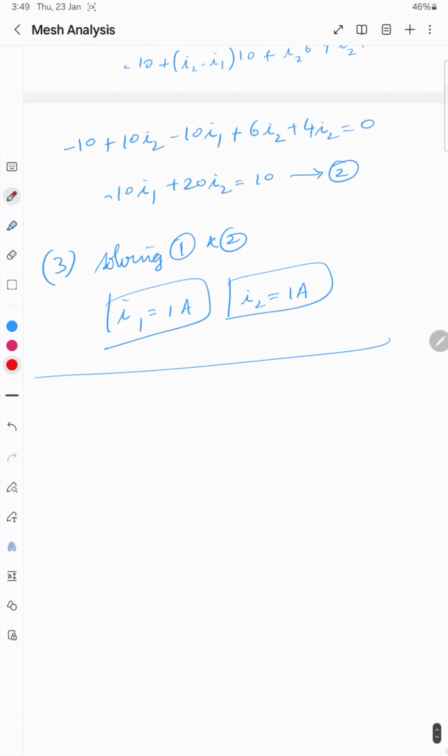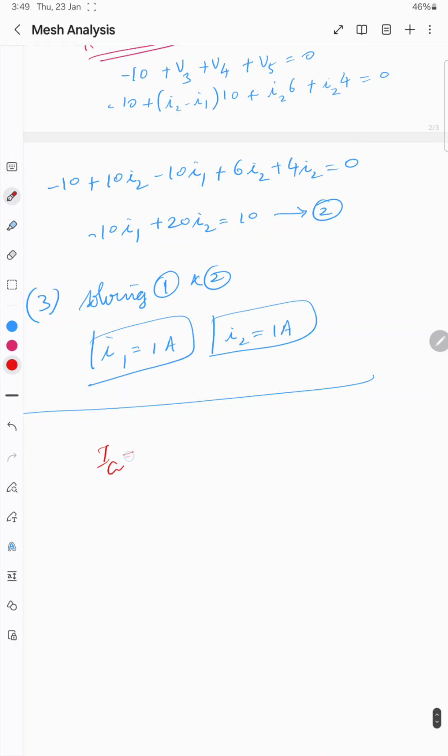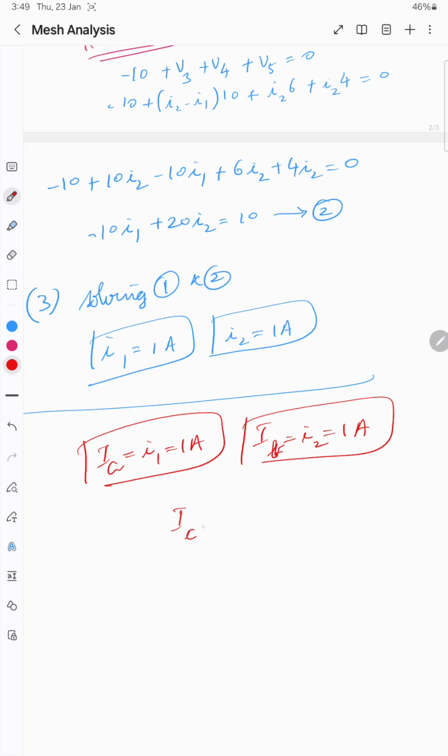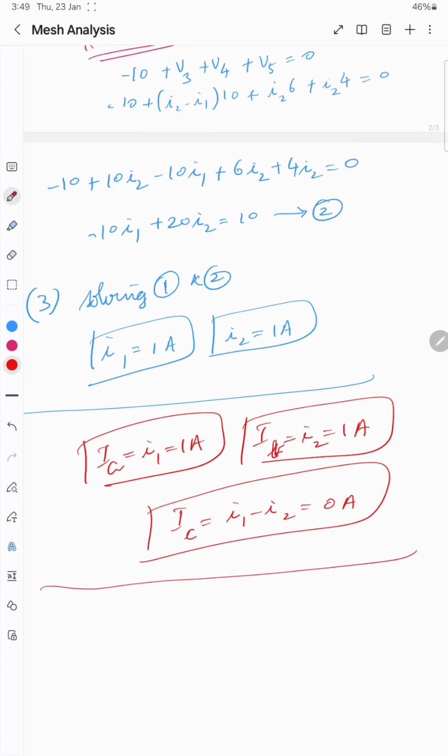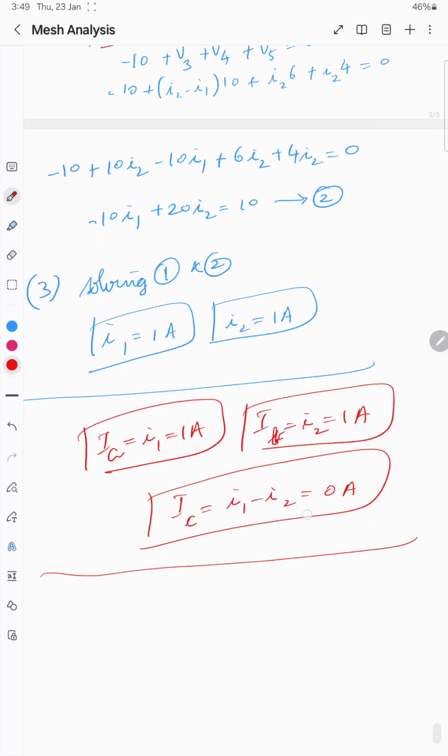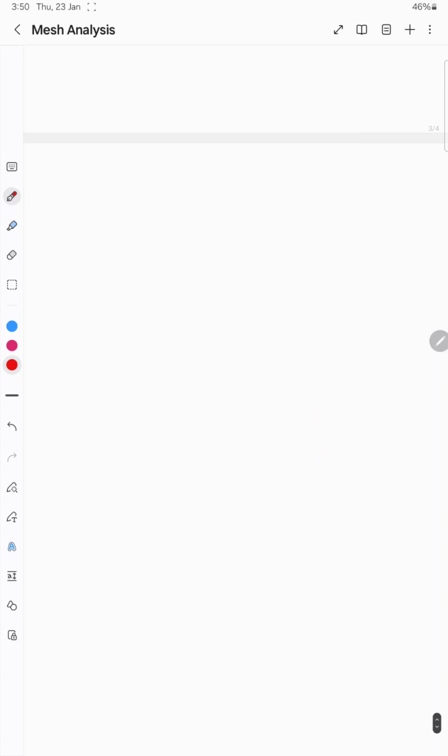Okay, so with this in mind, we can write IA is equal to I1, which is 1 ampere. IB is equal to I2, that is also 1 ampere. IC is equal to I1 minus I2, so 1 minus 1, it is 0 ampere. These are the branch currents. Okay, now I'll give a practice problem.